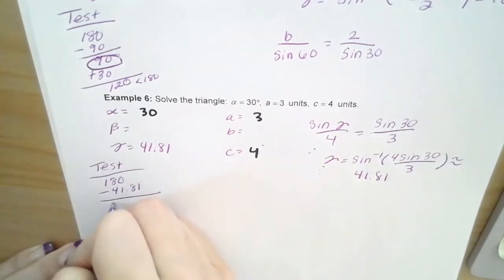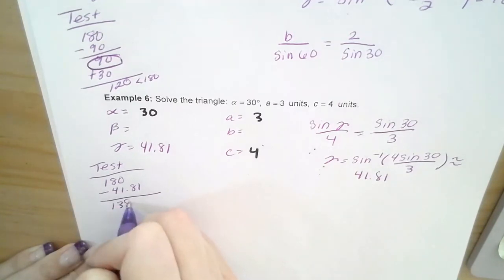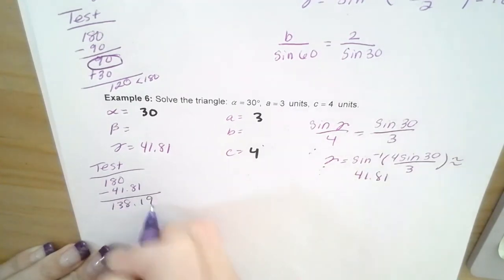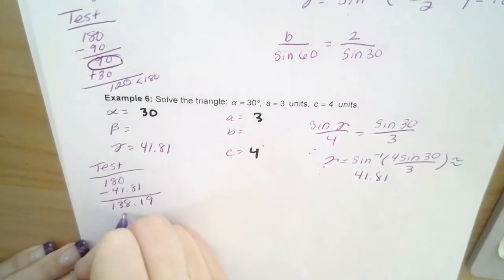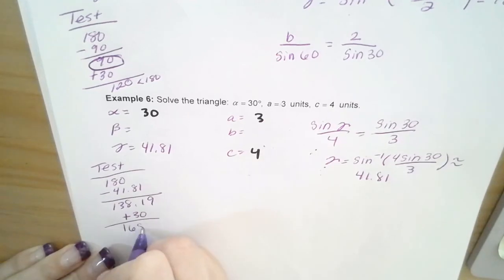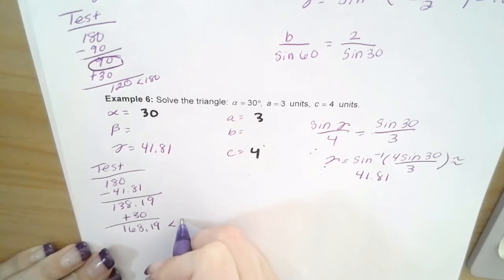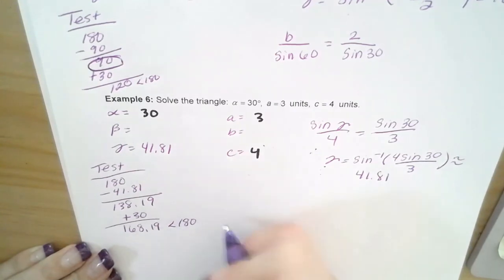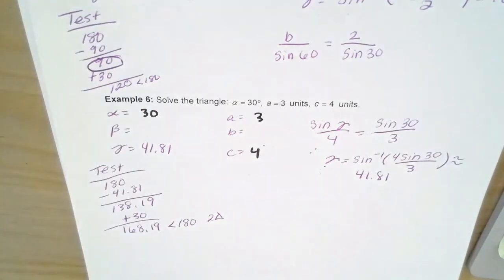Okay, and that gives me 138.19. Now we're going to add the angle given, which in this case is 30. We end up with 168.19. Ooh, that is less than 180. So there must be 2 triangles. So how do I write that?